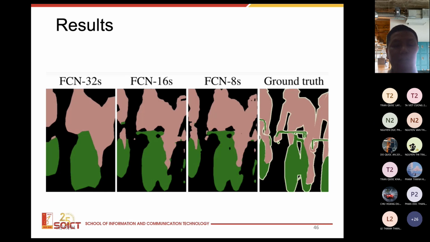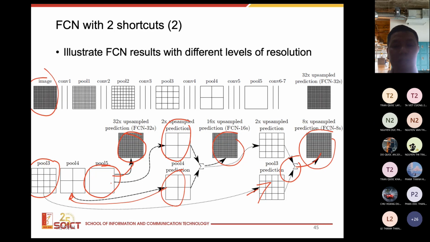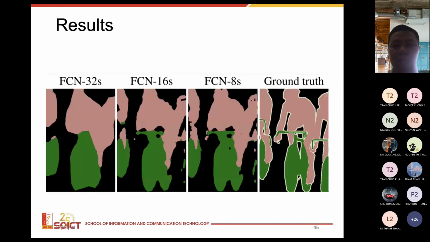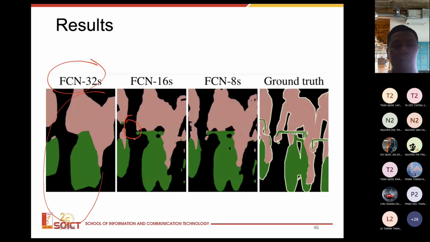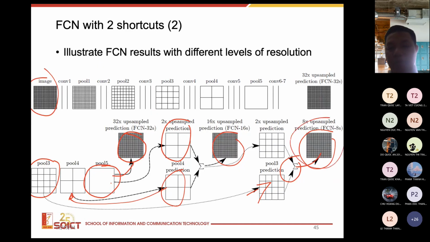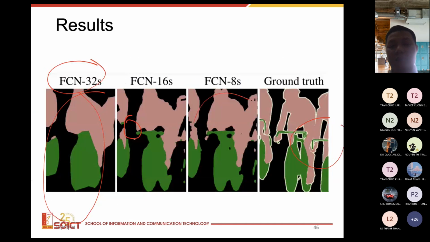So this is a result with different configurations, right? If you just use FCN32s, it's only that output. You get the final result, but if you use the combined output, right, then you have a better result compared to the ground truth segmentation map, right?